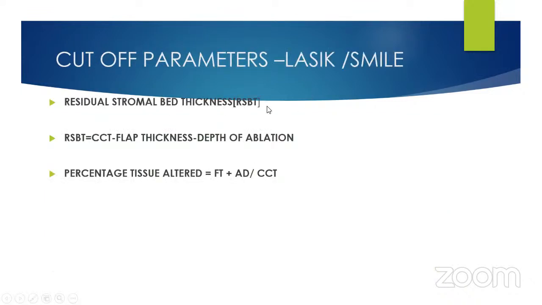Coming to cutoff parameters in LASIK or SMILE, the residual stromal bed thickness, the formula is CCT, central corneal thickness, minus flap thickness, minus depth of the ablation, should be at least 300 microns. Percentage of tissue altered, whose formula is flap thickness plus depth of ablation divided by central corneal thickness, should be maximum 40 to 50%.